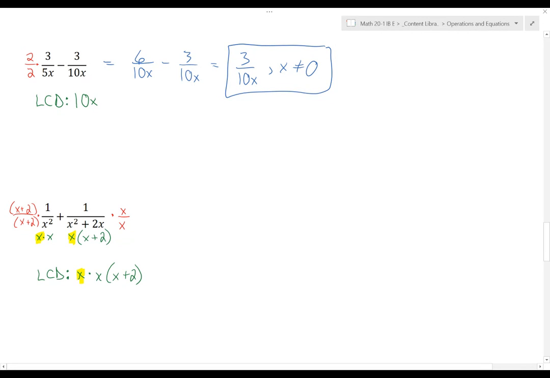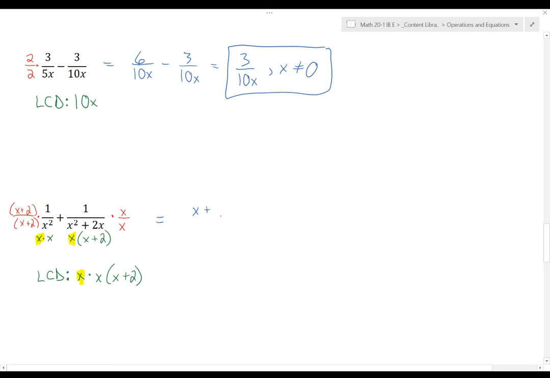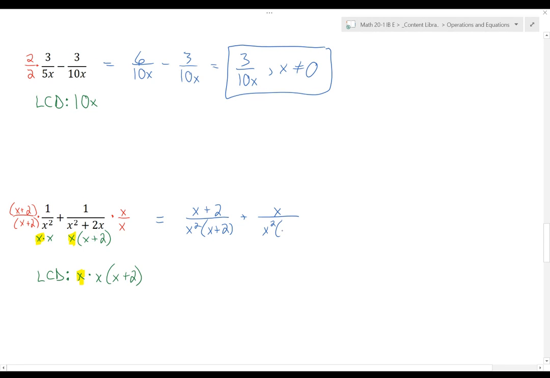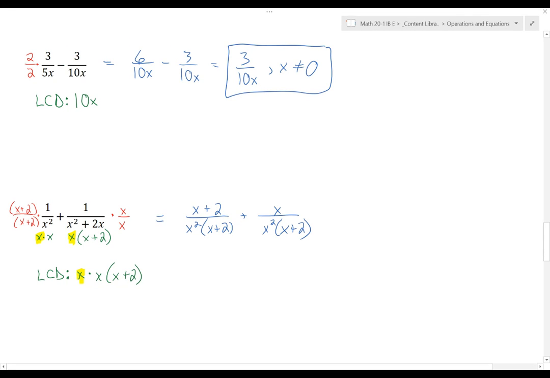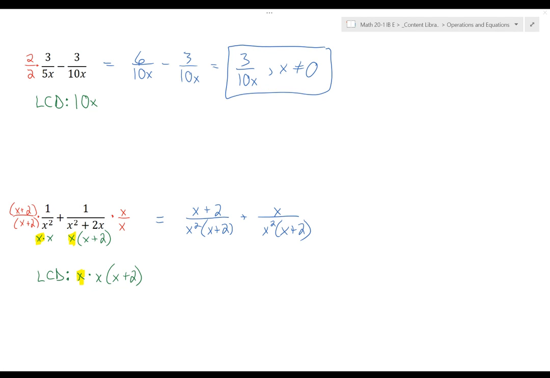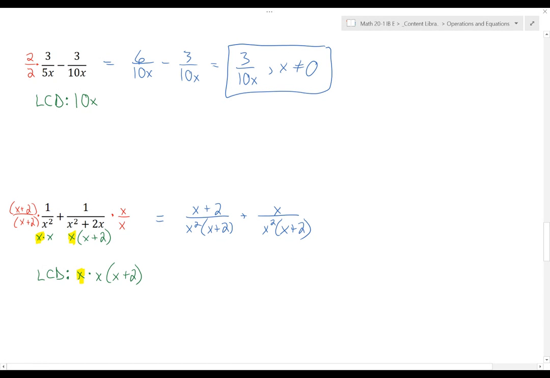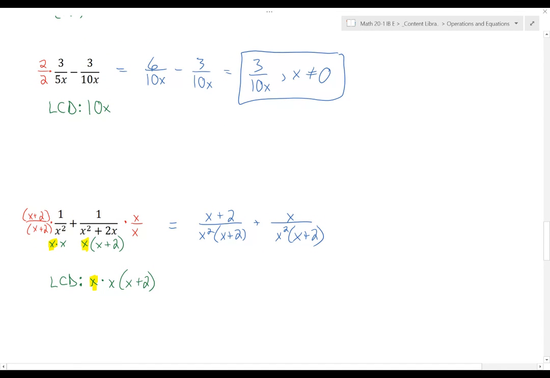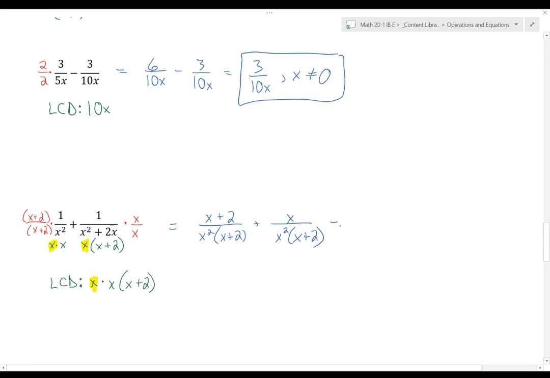which means that my new fractions are x plus 2 over x squared times x plus 2 plus x over x squared times x plus 2. Now I have a common denominator. I'm definitely not going to just go canceling stuff because there are things that cancel in each of these fractions, but that's actually the point. I put those things there on purpose so that I would have a common denominator.